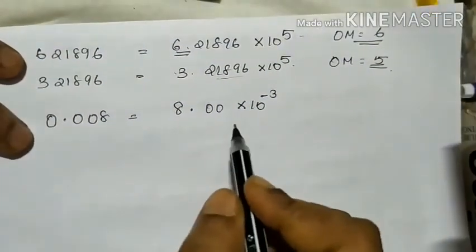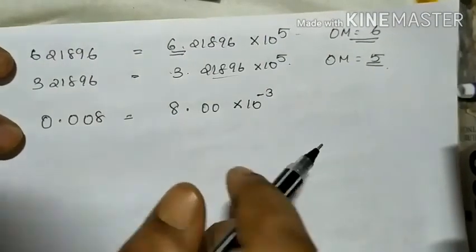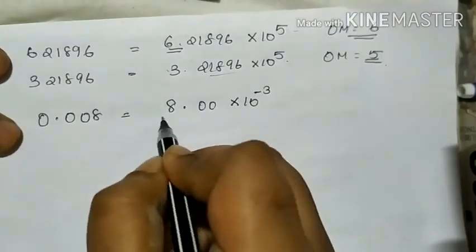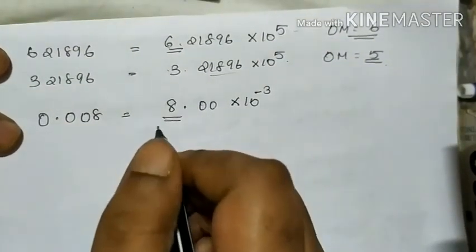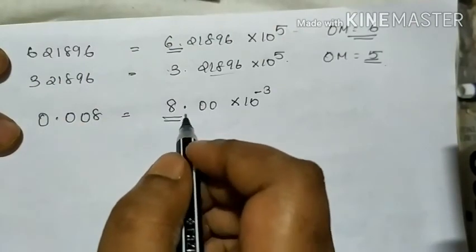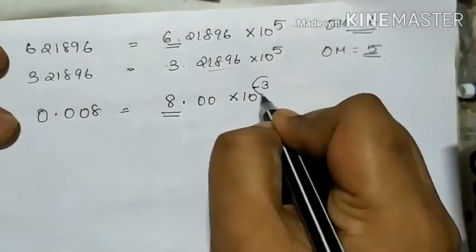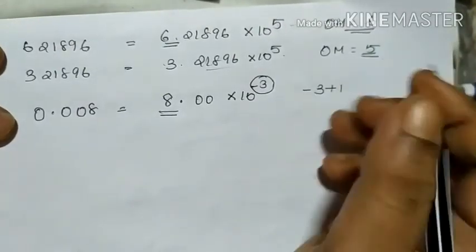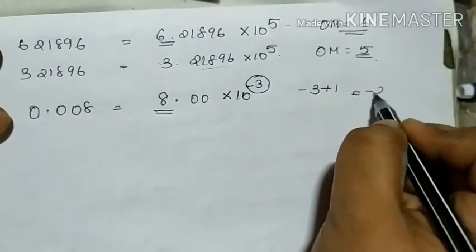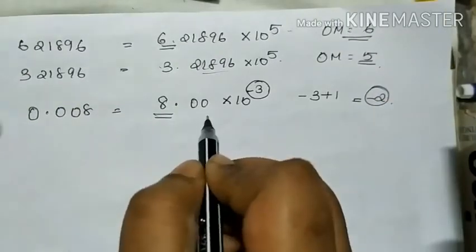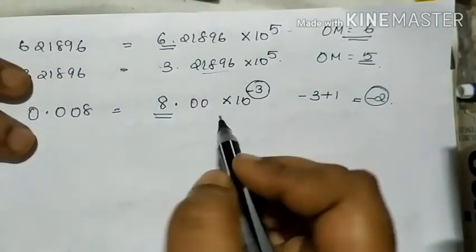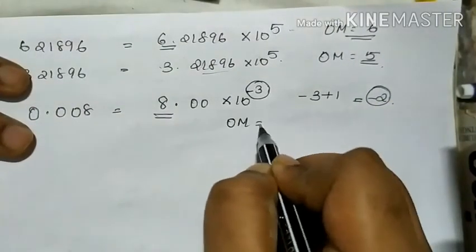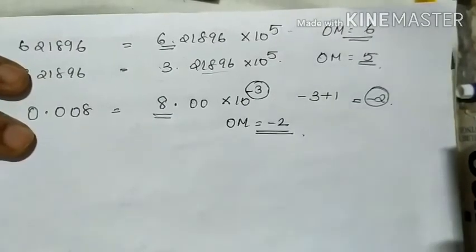Okay, after writing this much, what can I say? Again, I will look at 8. Is it greater than 5? Yes, it is greater than 5. So I will take this minus 3. I will add 1 to it, just like the previous case. And what is it? Minus 2, right? So what is the order of magnitude here? The order of magnitude is minus 2.